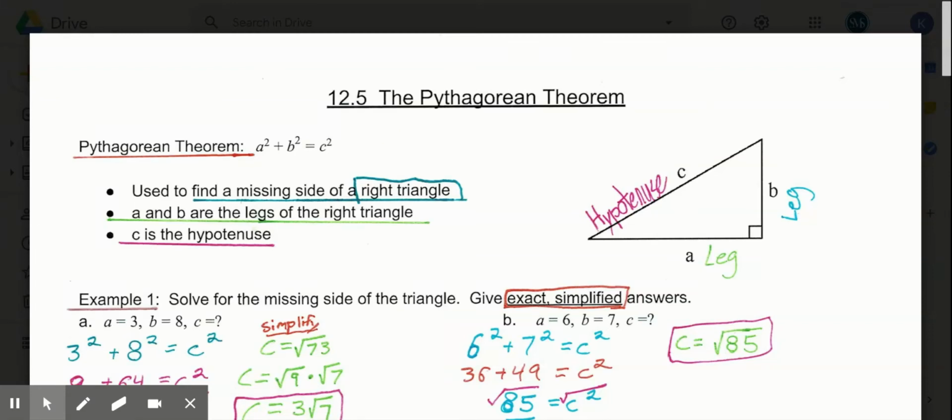Welcome to lesson 12.5, the Pythagorean Theorem.